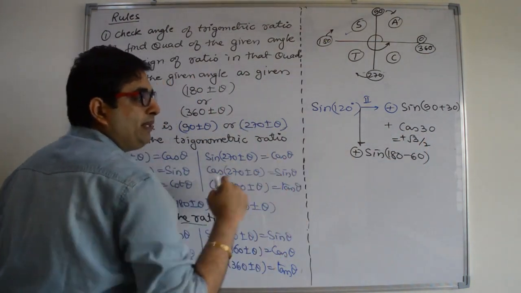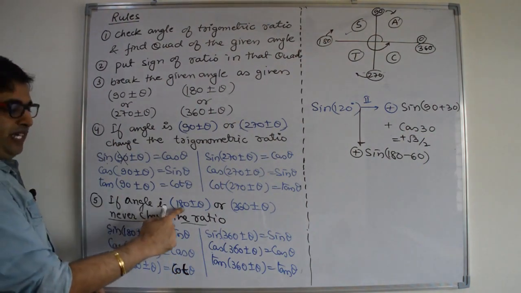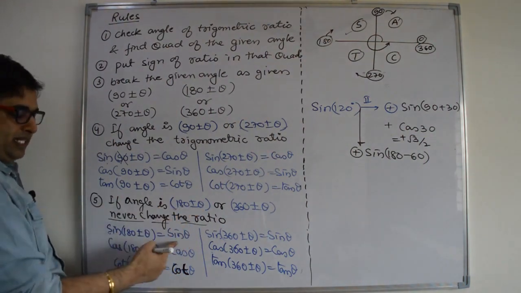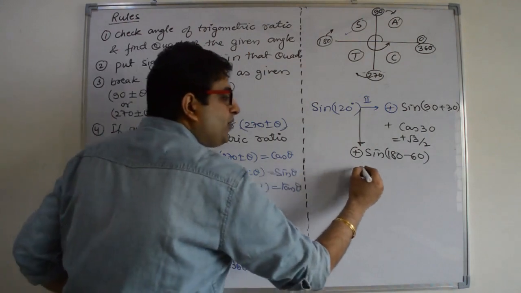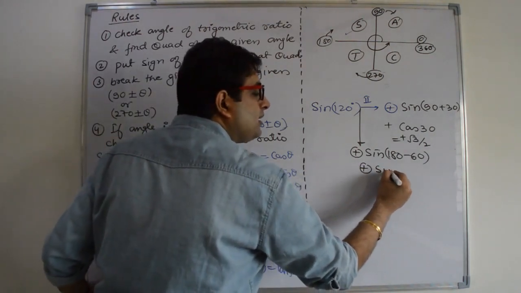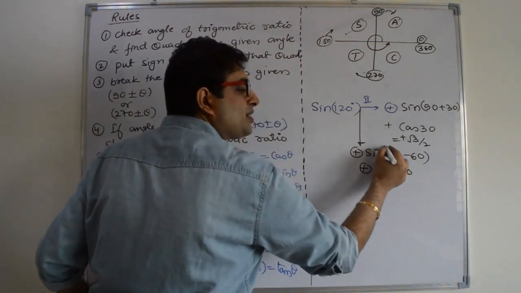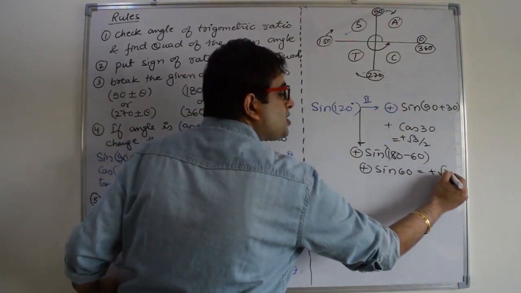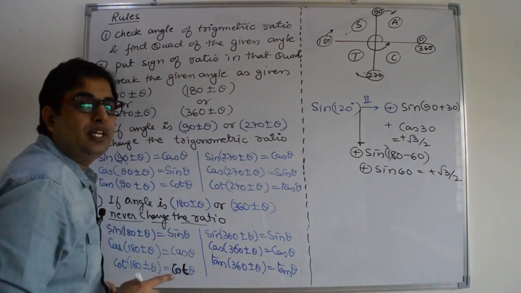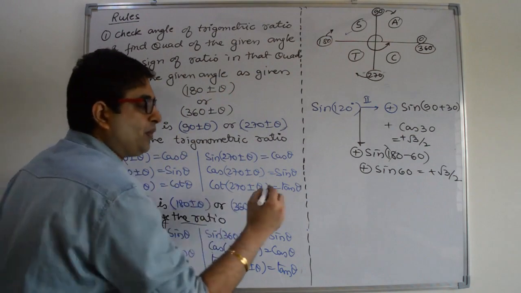Let us check the second method. Second method is whenever we have 180, then sine will remain sine, cos will remain cos. So it will remain sine 60. We have to remove this. Again it is plus root 3 by 2. Got this? Let us take one more example.